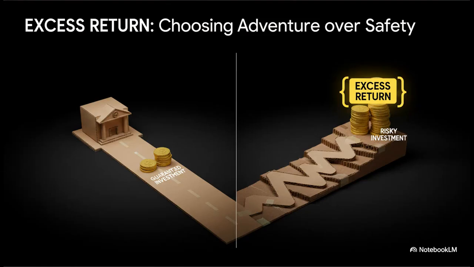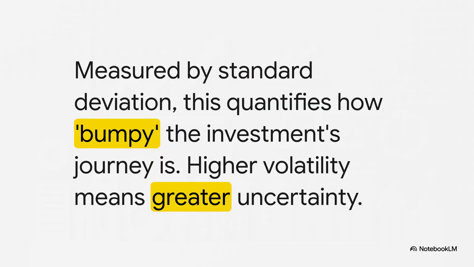So that top part of the fraction, the numerator, that's our reward. But here's the key. It's not just your total return. It's what we call your excess return. It's the profit you made above and beyond what you could have gotten from something totally safe, like a US Treasury bill. In other words, it's the bonus you get for choosing a little adventure instead of just playing it safe.